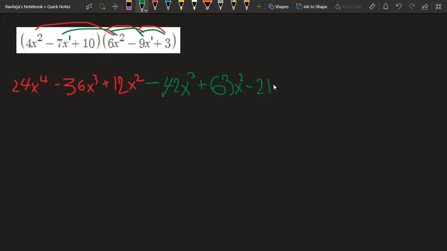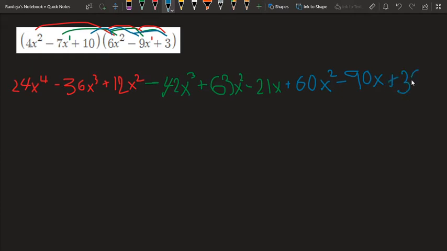And finally, we would move on to our last term, the third term for the first polynomial, which is just 10. And we distribute this 10 to all three terms in this polynomial as well: 6x squared, negative 9x, and positive 3. So first we'd have 10 times 6x squared, which is just plus 60x squared. And then next we'd have 10 times negative 9x, which is just minus 90x. And then our last one would just be positive 10 times positive 3, which is just plus 30.